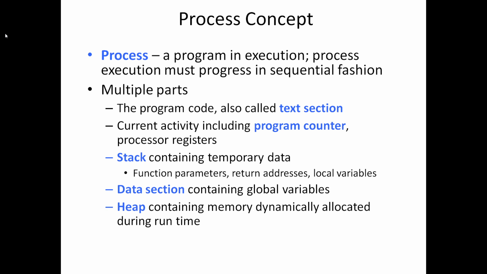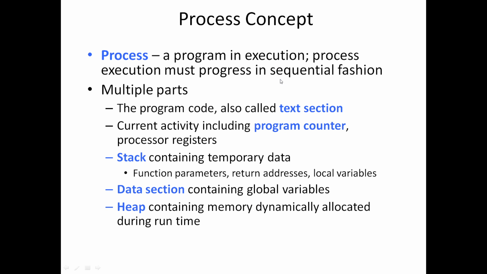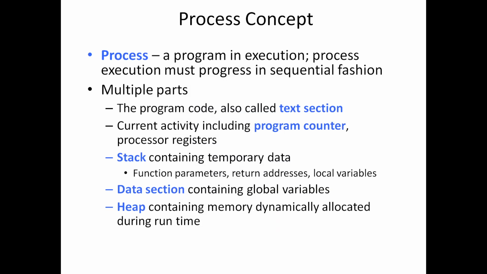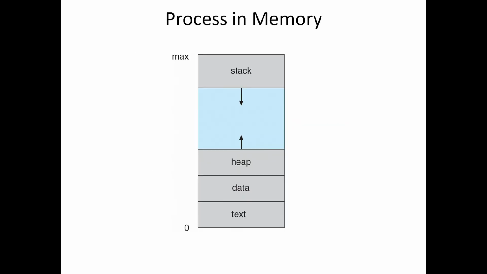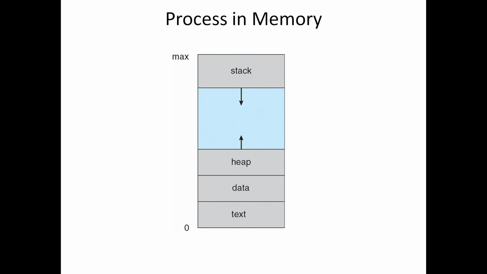So these are all the different parts of the process. This is how your process is stored in memory. As I told, we have a text section, then data section, heap and stack. The text section normally contains the program code. Then we have a stack, which contains function parameters, return addresses and local variables. Then we have a data section, which contains global variables, and a heap, which is the memory that is allocated dynamically during the runtime.